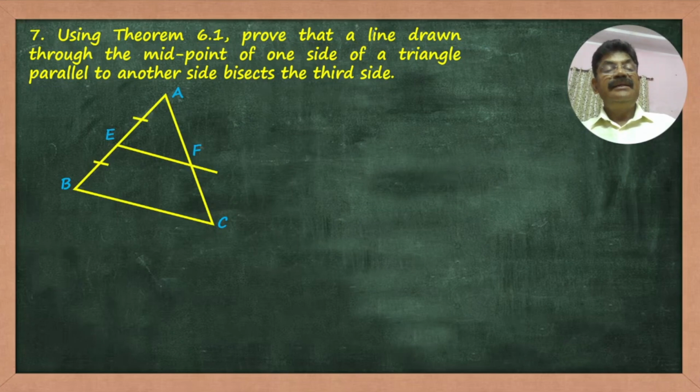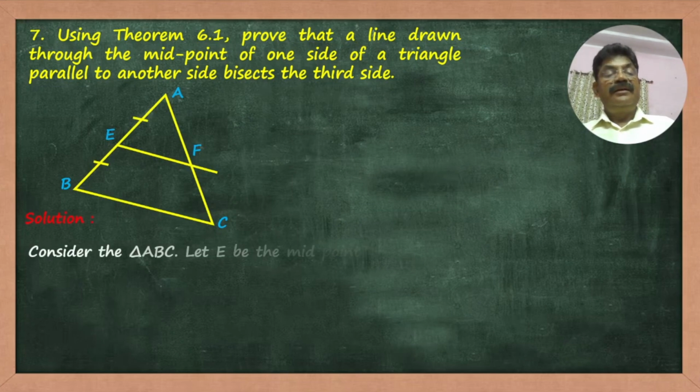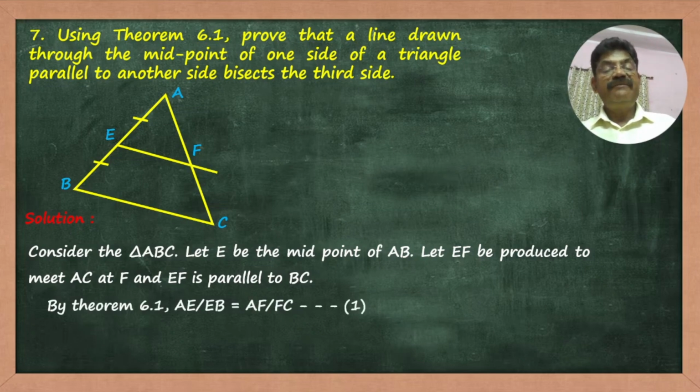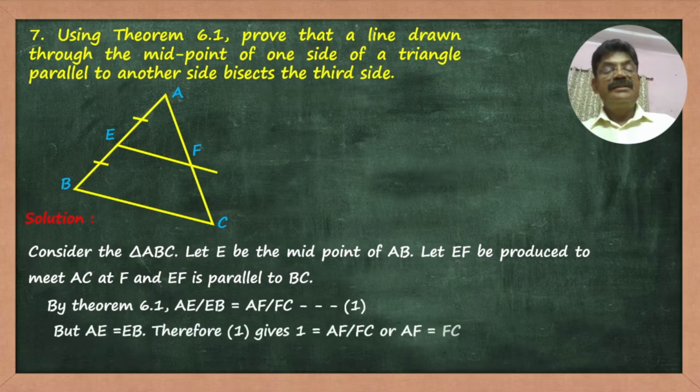Consider this triangle ABC. Let E be the midpoint of AB. Let EF be produced to meet AC at F, and EF is parallel to BC. Then by theorem 6.1, AE divided by EB is equal to AF divided by FC. Since AE is equal to EB, you get 1 is equal to AF divided by FC. That means AF is equal to FC. That means what? F bisects the third side AC.